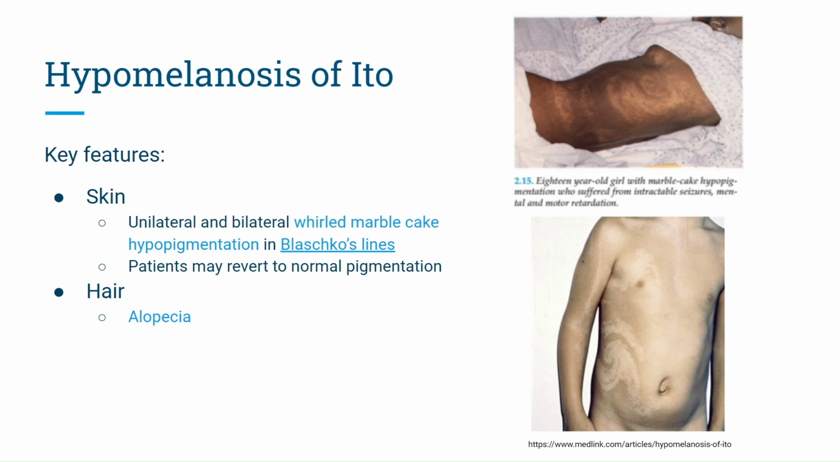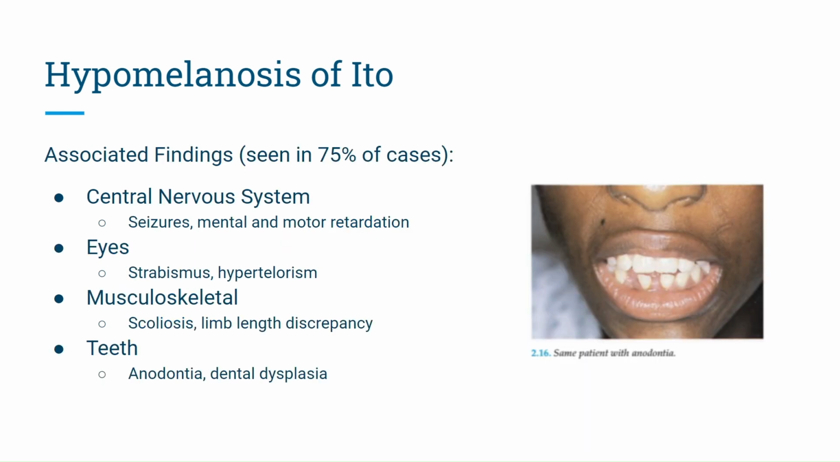You'll notice unilateral and bilateral whorled, marble cake-like appearance, which is hypopigmentation, especially in the lines of Blaschko. The lines of Blaschko are your embryonic lines. So that gives you an idea, hey, this might be a mosaic thing that's going on. You can also see some alopecia here as well. Other associated findings include central nervous system, so you can have seizures, some retardation. In your eyes, you can have strabismus, hypertelorism, musculoskeletal, you can have a scoliosis or a limb length discrepancy. Teeth, you can have anodontia and dental dysplasia.